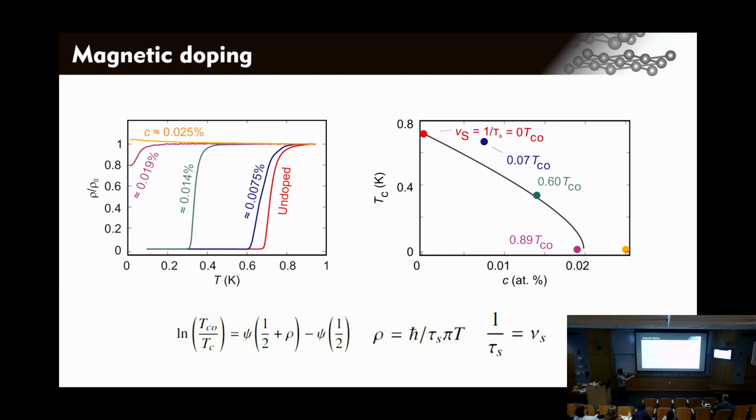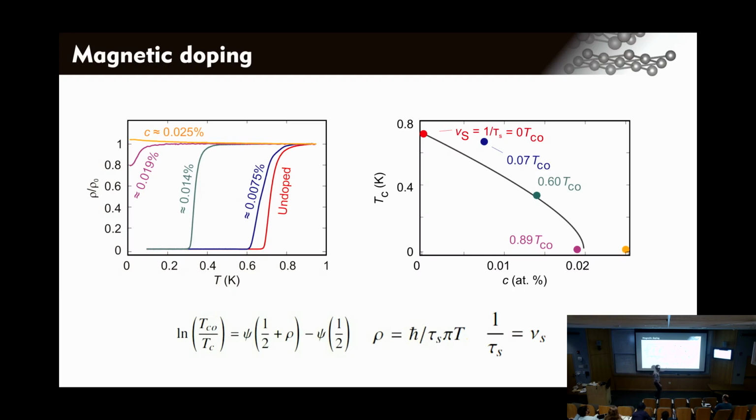Okay? And we can parameterize this here as a function of concentration. And if you're used to seeing this, great. If not, don't worry about it. This is a digamma function, one of the special functions, and what you can describe is the relationship between Tc and the undoped Tc, Tc naught, where this is renormalized by some value of rho, and rho is somehow related to tau, and tau is related to some scattering rate, Vs. Okay.